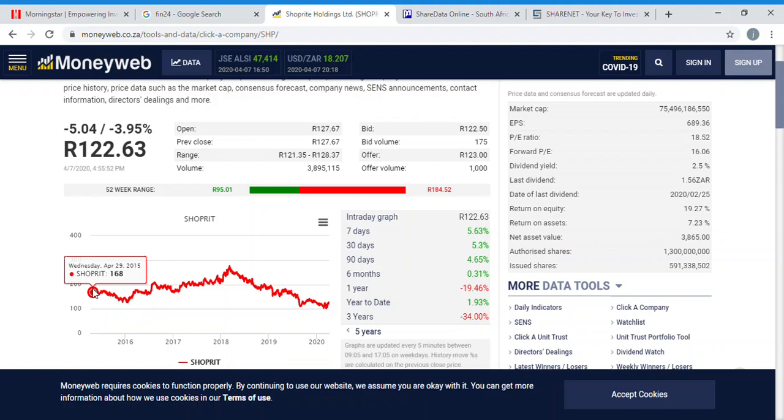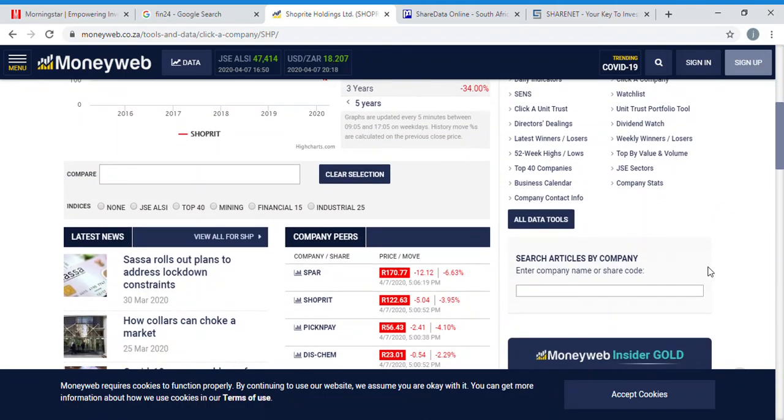On your right, you can check the market cap. ShopRite right now is worth about 75 billion rand. Its latest earnings per share were 6 rand 89. You can interpret the PE, forward PE, current PE of 18, dividend yield of 2.5%, last day for the last dividend, return on equity and return on assets, and your net asset value, authorized shares and issued shares. The most important things here are probably the market cap, your dividend yield, the returns, and total issued shares, because Moneyweb tries to update these things.